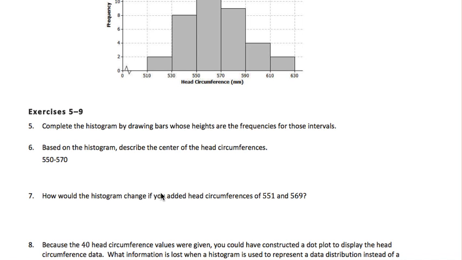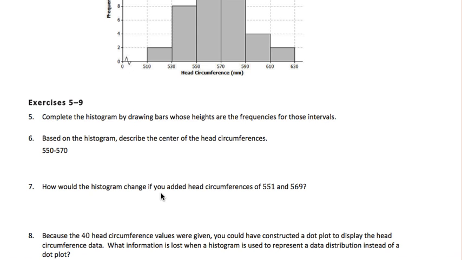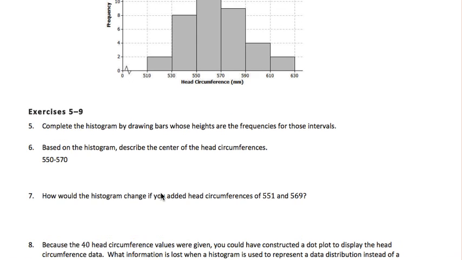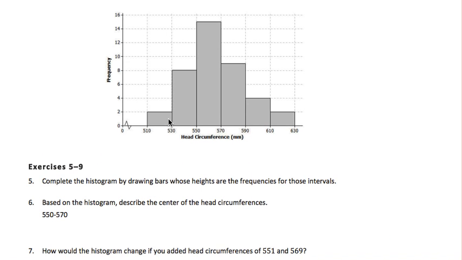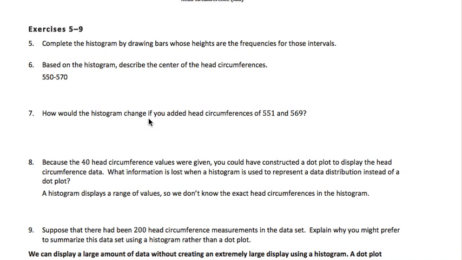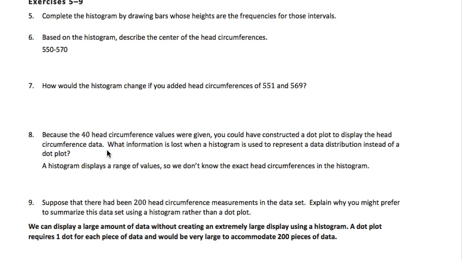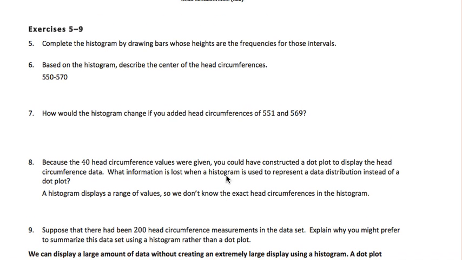Because the 40 head circumference values were given, we could have constructed a dot plot to display the head circumference data. What information was lost when the histogram is used to represent the data distribution instead of a dot plot? Well, looking at our histogram, you'll notice that we don't have the individual sizes. We just have the ranges of the sizes. So we don't know the exact head circumferences in the histogram.